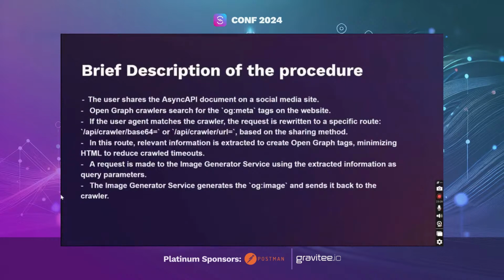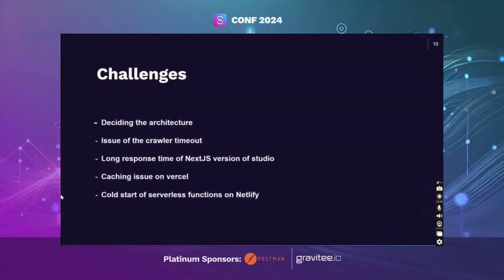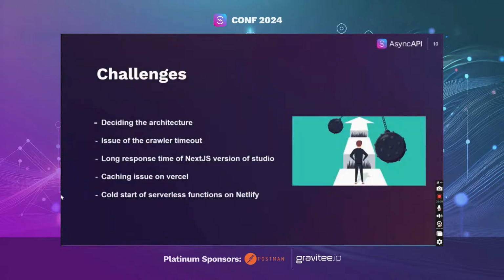The image generator service then uses something called the Vercel Satori package to essentially paste a lot of this content on the image and send it back to the Open Graph crawler. So this was a brief procedure of how this entire project was structured.